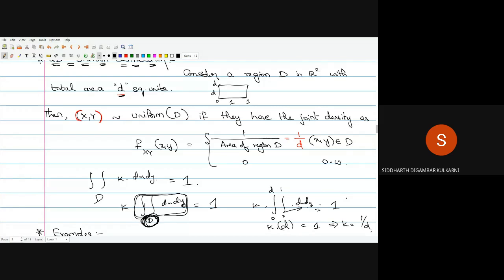We have taken one side as 1, sir. That's why it is like that. No, not like that. I just said the area is d square units, okay? If you take any other limits also, it will work, but the area should be d. You can take 2d and d by 2 also. Sorry, square root. Area is d and the height over this area is 1 by k.